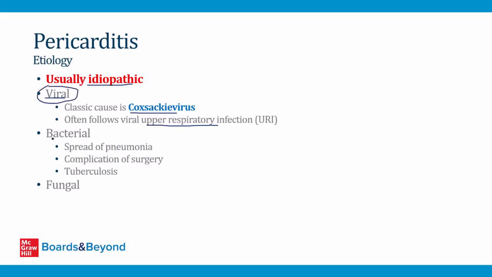It's uncommon, but bacteria can cause pericarditis. Some patients who have pneumonia will have spread of the bacterial infection in their lungs to the pericardium. Also, after surgery, if bacteria get introduced into the chest, that can lead to pericarditis. And then finally, in parts of the world where tuberculosis is common, patients can develop pericarditis from tuberculosis. There are also rare reports of fungal cases as well.